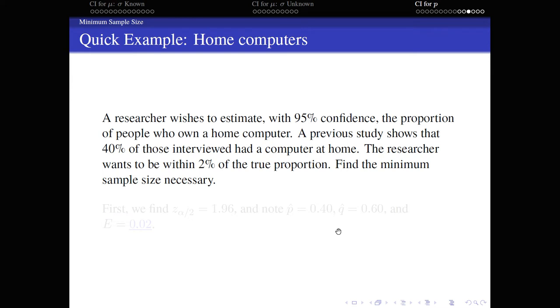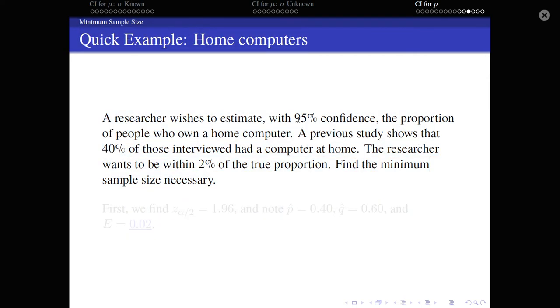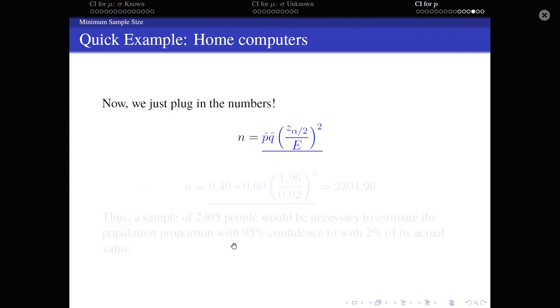So in this case, we have a 95% confidence. We want the proportion of people who own a home computer. A previous study says 40% have a computer at home, and we want to be within 2% of correct. So our margin of error is going to be 2%. Our proportion that we're going into this with is 40%, and we can allow a 5% chance of error. That is, we want to be 95% confident. The 5% chance of error implies that our z-score is 1.96, and once we're here, we simply plug all of these values into our formula.